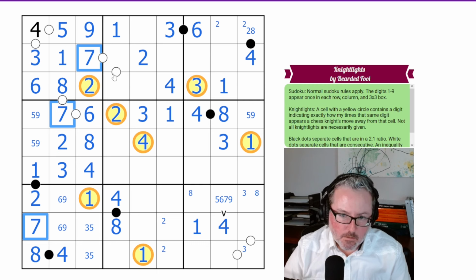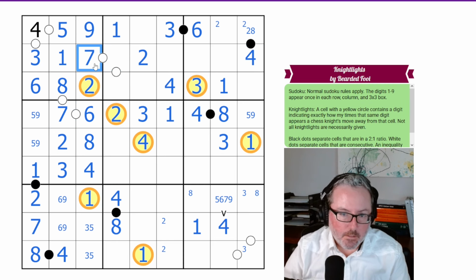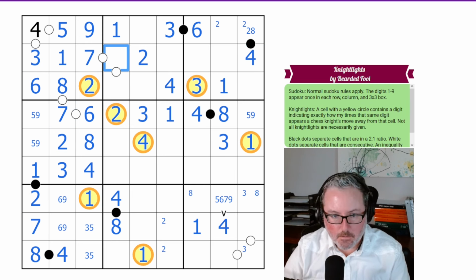The 7s. One of these two, well, no, it's not true because this could still be a 7. It could go 7, 6, 7. Maybe we need to look at that. This has to be either 6 or 8, and it can't be 8, so this is 6. Now this has to be either 5 or 7. Now that is not determined yet.